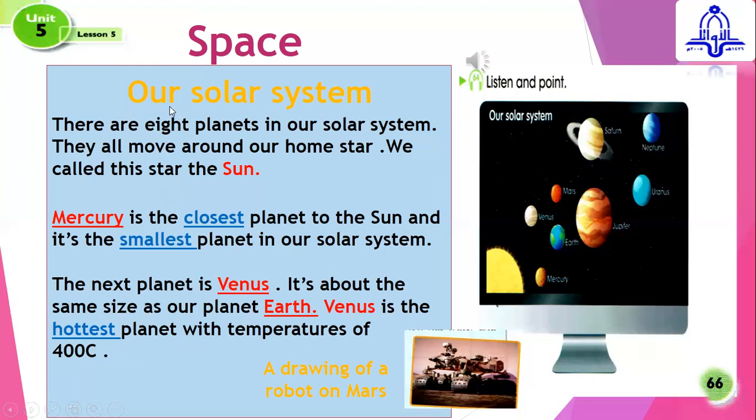Again, we will read the paragraph again. Our solar system. There are 8 planets in our solar system. They all move around our home star. We call this star the Sun. Mercury is the closest planet to the Sun, and it's the smallest planet in our solar system. The next planet is Venus. It's about the same size as our planet Earth. Venus is the hottest planet with temperatures of 400 Celsius.